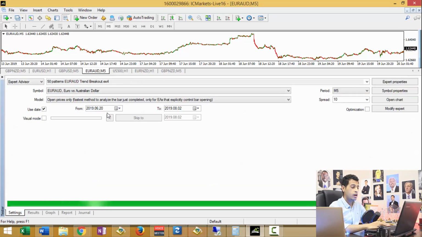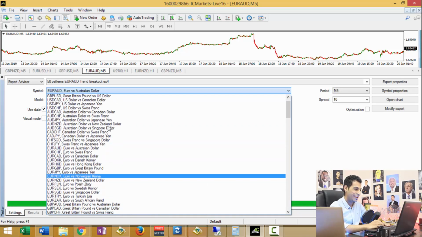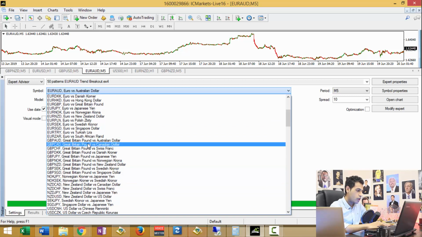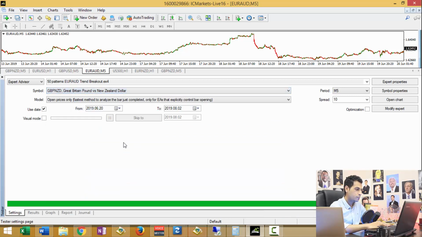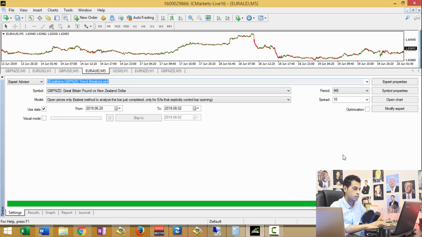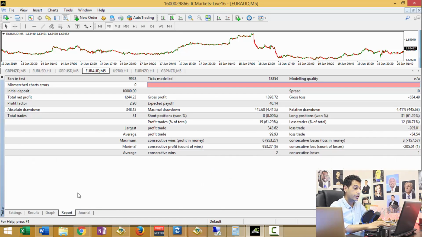Now let us go and check the metrics, because I forgot to do that. I was too excited, to the point I forgot to check out the profit factor and the winning percentage. Let's say we want to check out the bond New Zealand, for example. So this is the graph, and hey, we have a profit factor of 2.9. Total trades of 31 trades, not too bad.